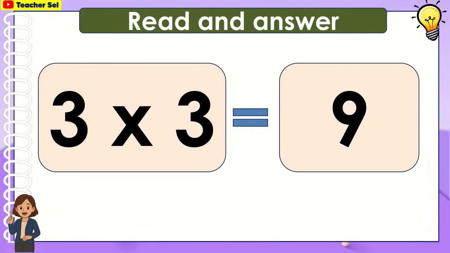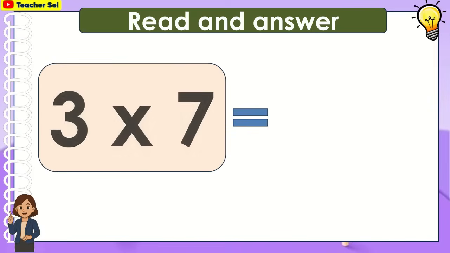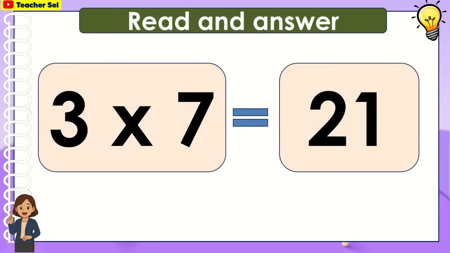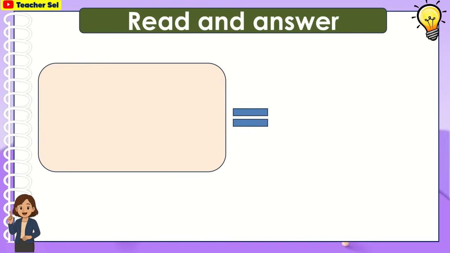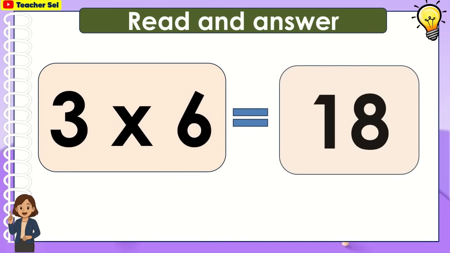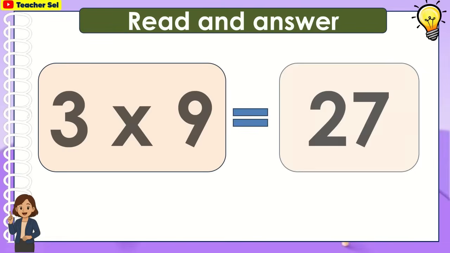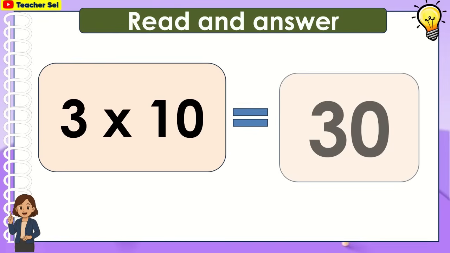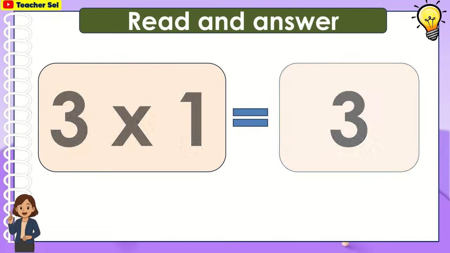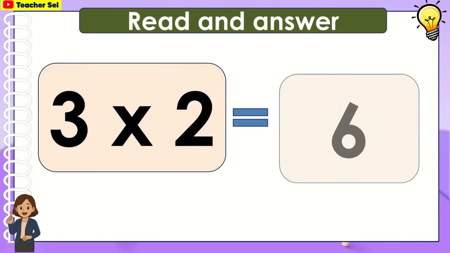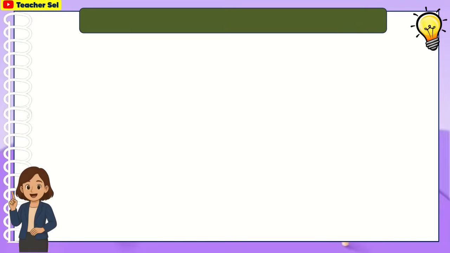3 times 3, 9. 3 times 8, 24. 3 times 7, 21. 3 times 5, 15. 3 times 6, 18. 3 times 9, 27. 3 times 10, 30. 3 times 1, 3. 3 times 2, 6. 3 times 4, 12.